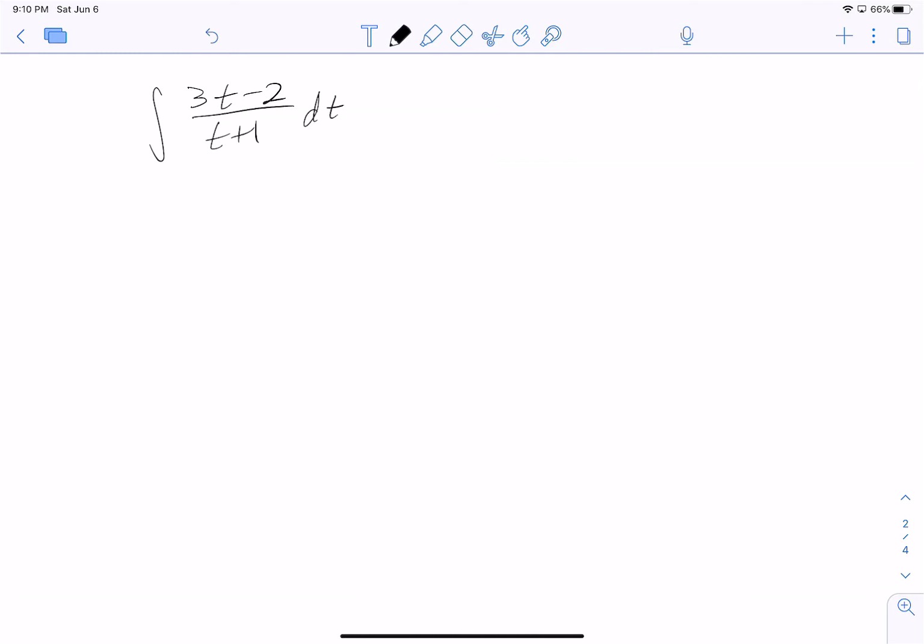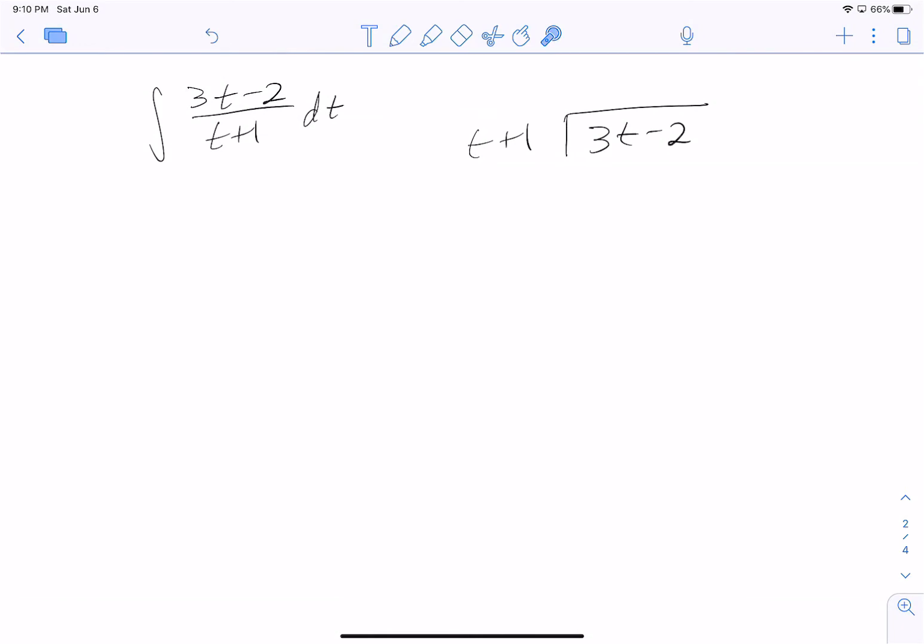We start off with an example that underscores the utility of long division. We have the integral of (3t − 2)/(t + 1) dt. The techniques in this section depend on us having a proper rational function. This is not proper because the degree of the numerator is not less than the degree of the denominator. Therefore, we're going to use long division, (3t − 2) divided by (t + 1).